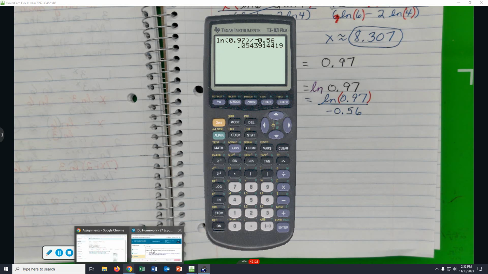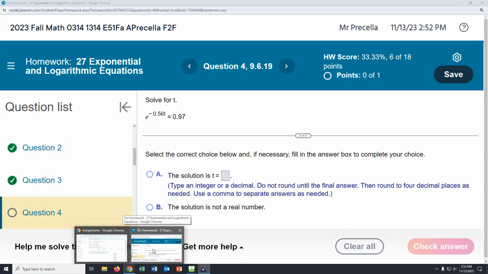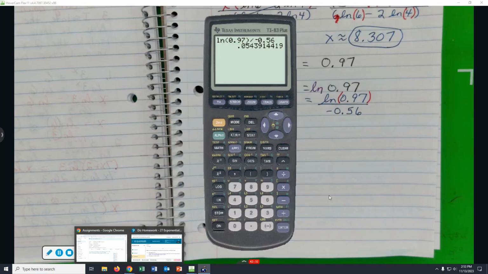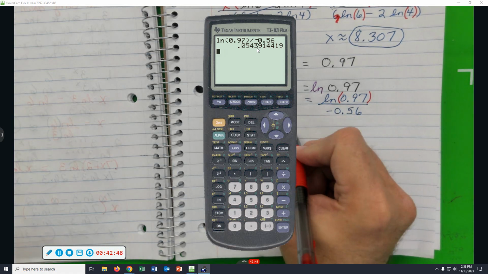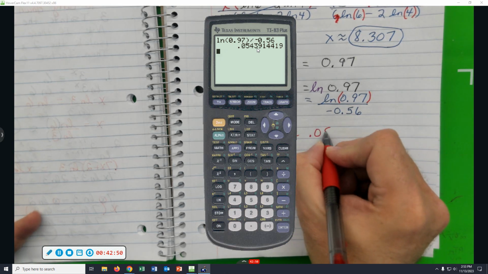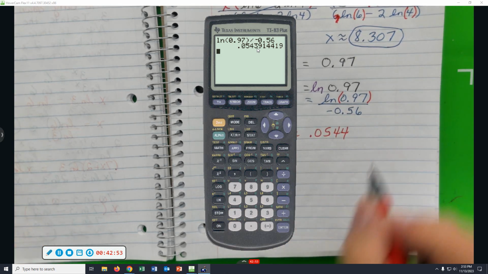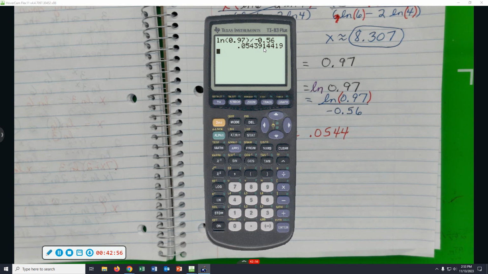You think I would have known to look and see. How do I round it? Type an integer, round to 4 decimal places. Okay, so it's spelled out. 4 decimal places, so 1, 2, 3, 4. So 0.0543 or 44? 0.0544 is right, because the digit after that 3 is a 9, so round it up. So 0.0544.